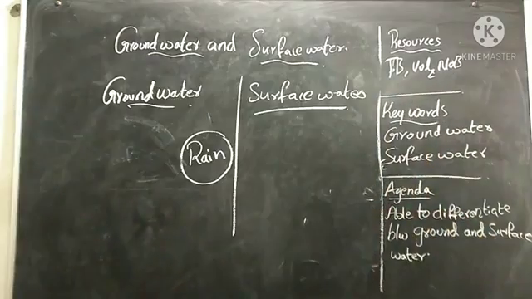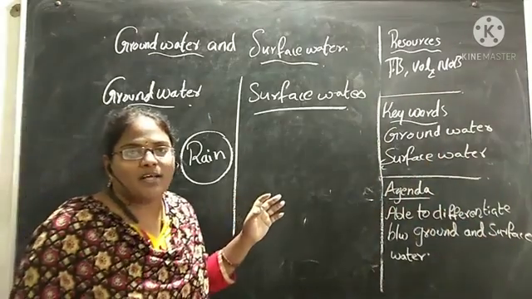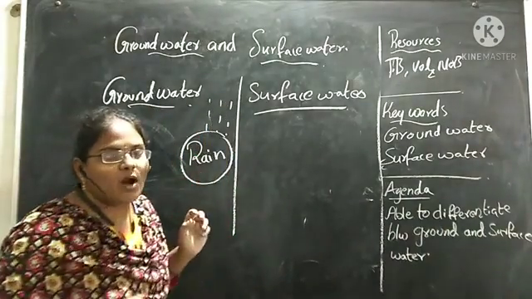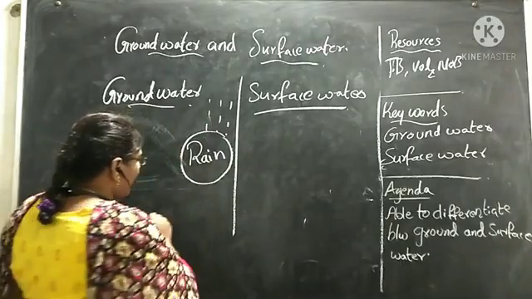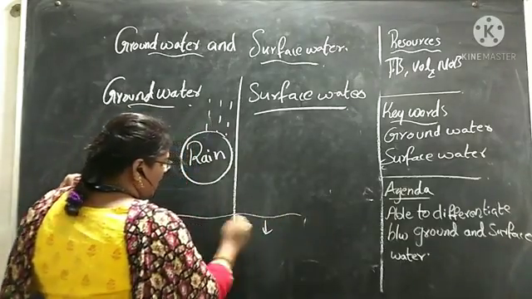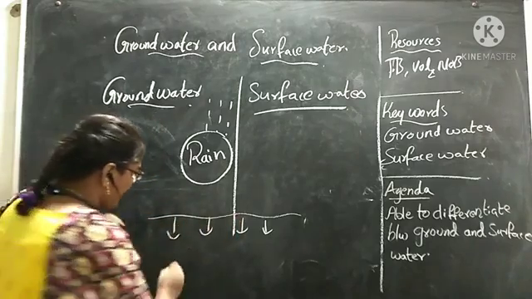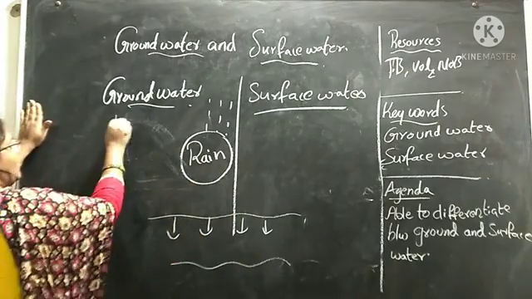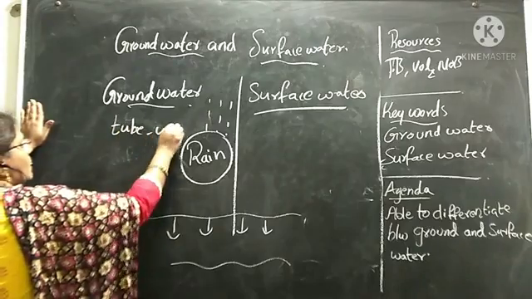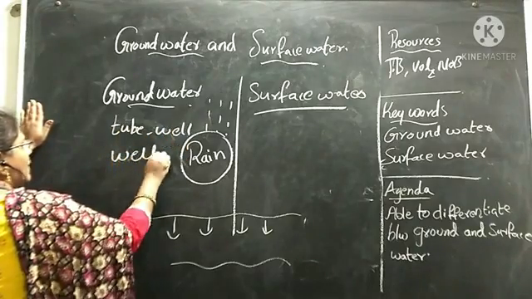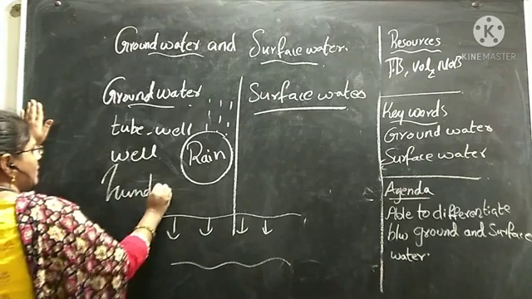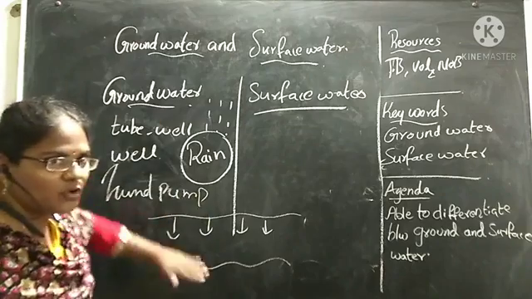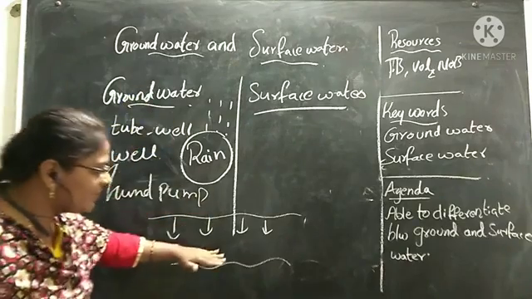Yes children, the main source of the water we are getting is the rain. Yes or no? From the rain we are getting water on the earth. After falling on the earth, the water goes into the soil. By that we are getting the groundwater. How? By the tube well, hand pump. We are getting all this from under the soil, so we call it groundwater.